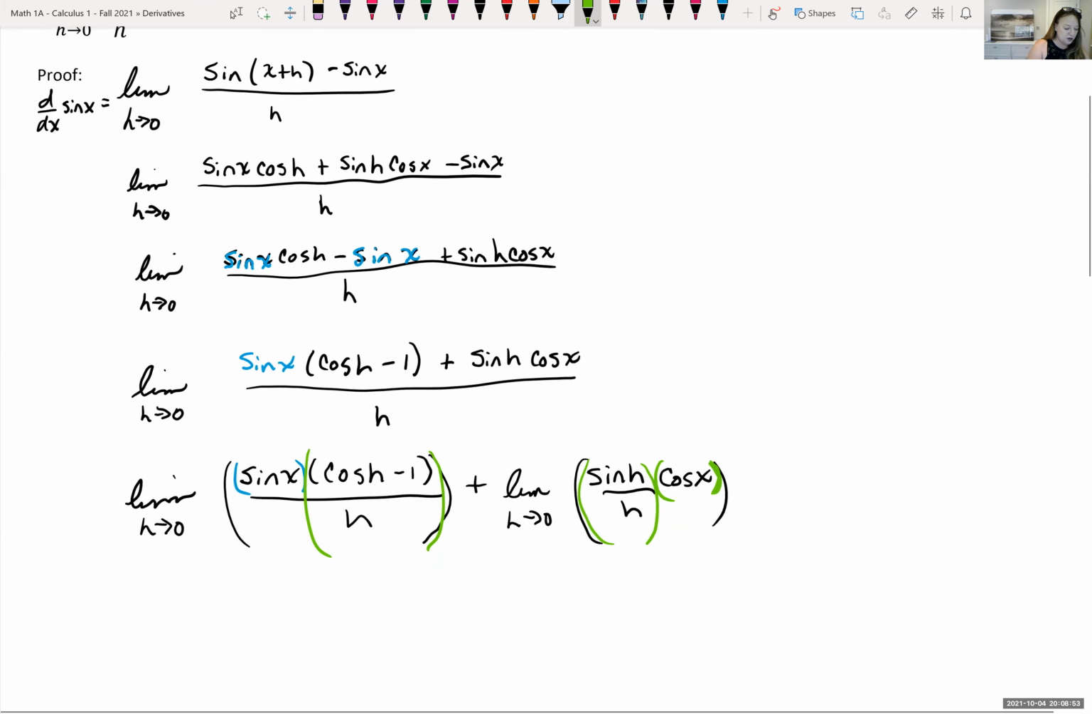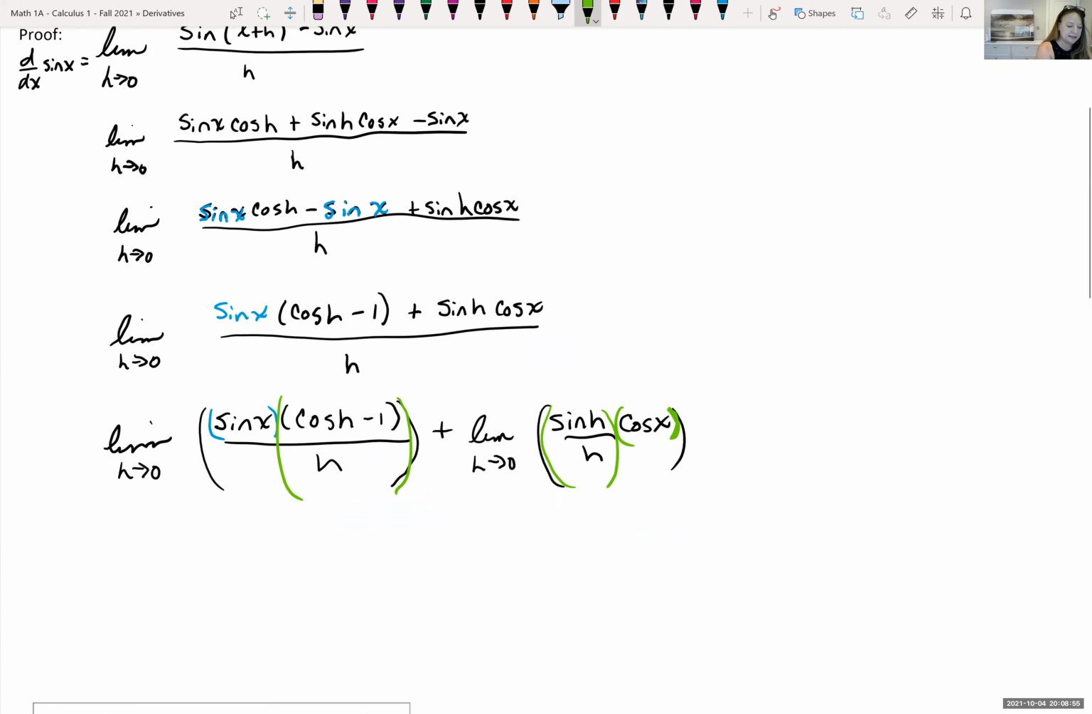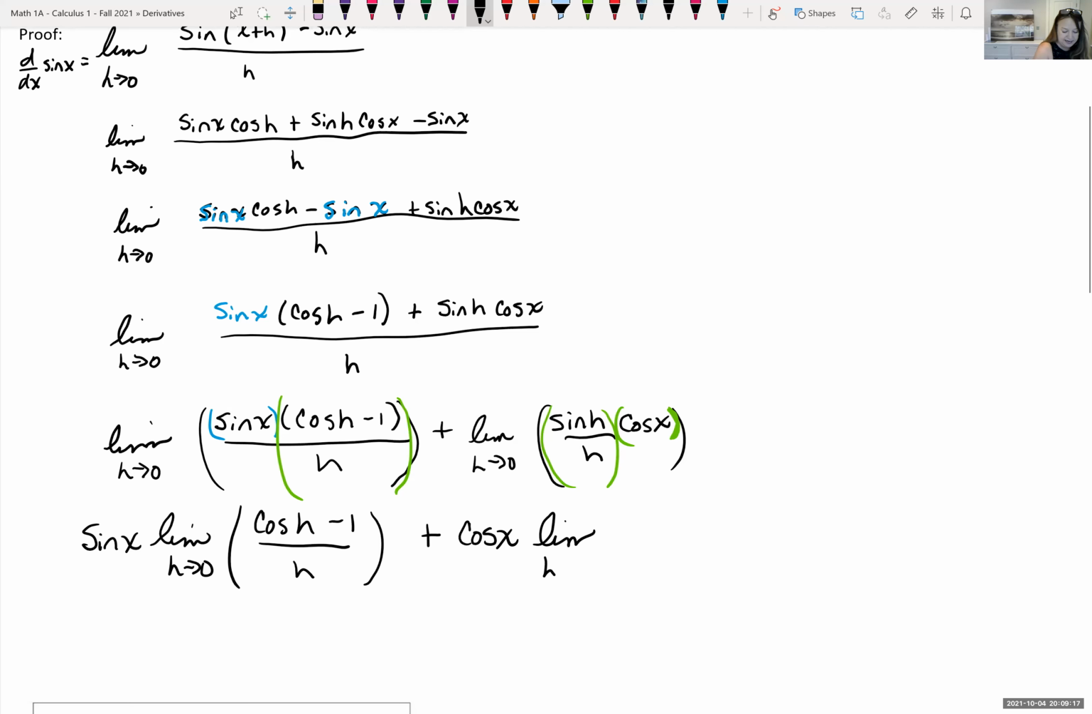So in this first term, this is the same thing as sine of x times the limit as h goes to 0 of cosine of h minus 1 all over h. Plus, let's bring the cosine of x out front of the limit, times the limit as h approaches 0 of sine of h all over h.